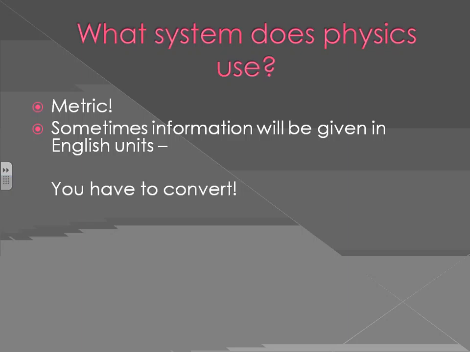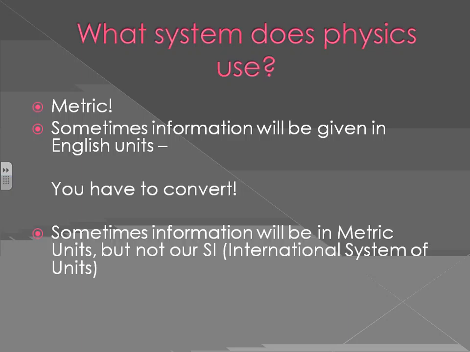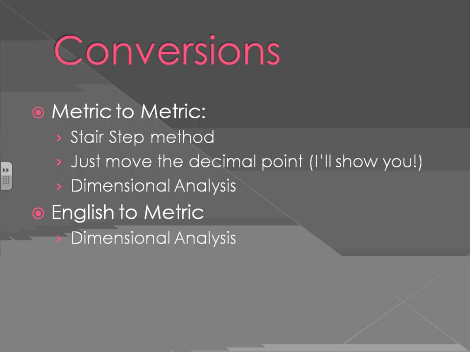Sometimes your information is going to be given to you in English units. What do you have to do? You're going to have to convert. Sometimes we'll get it in metric units, but it won't be in SI. For example, we can't use grams, we've got to use kilograms. So we're going to have to convert, even though it's already in metric.